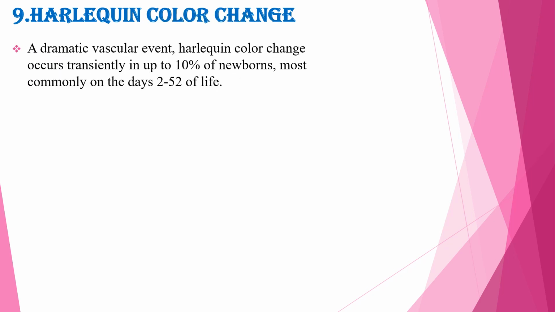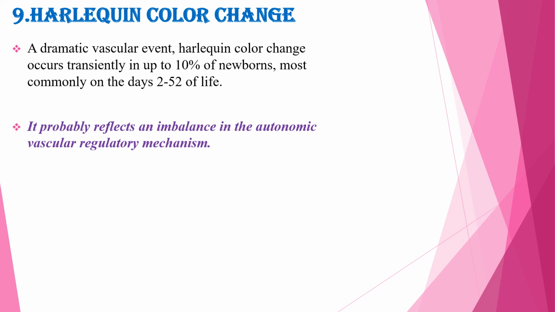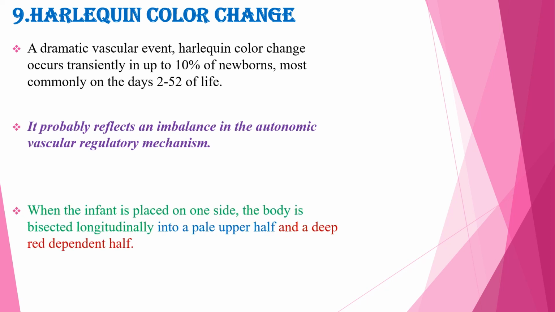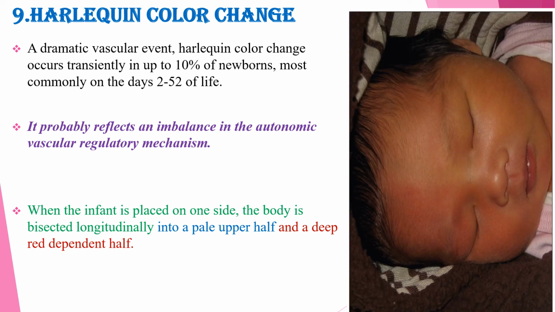The last one is harlequin color change, a dramatic vascular event. Harlequin color change occurs transiently in up to 10% of newborns, most commonly on days 2 to 5 of life. It probably reflects an imbalance in autonomic vascular mechanisms, and when an infant is placed on one side, the body is bisected longitudinally into a pale upper half and a deep red dependent half.